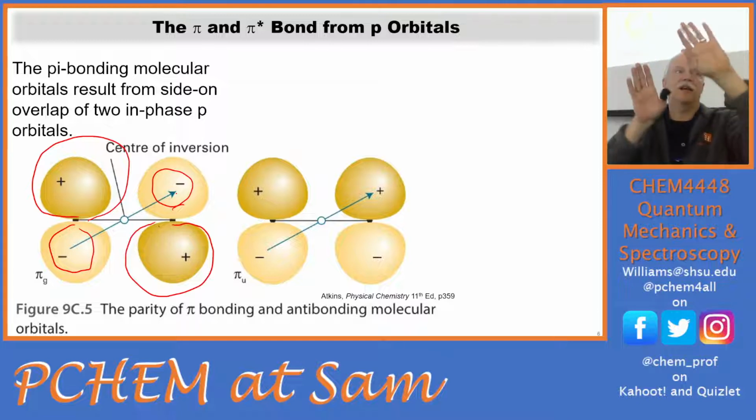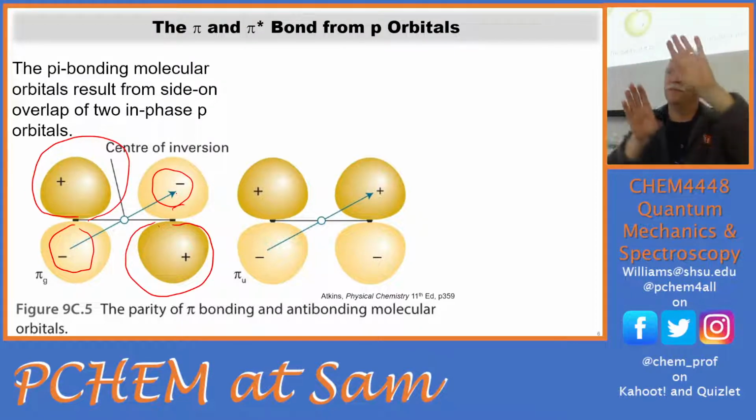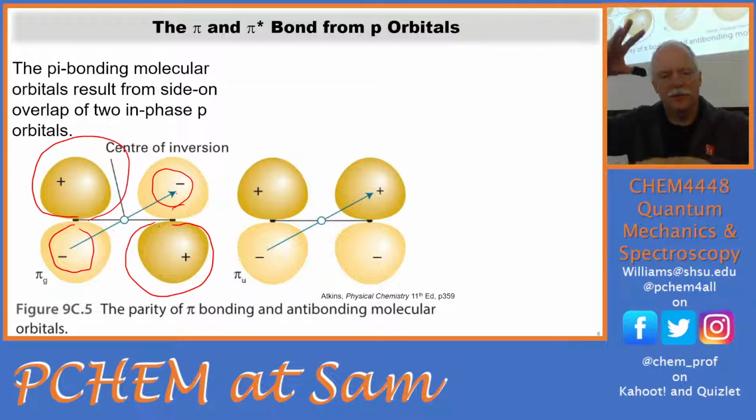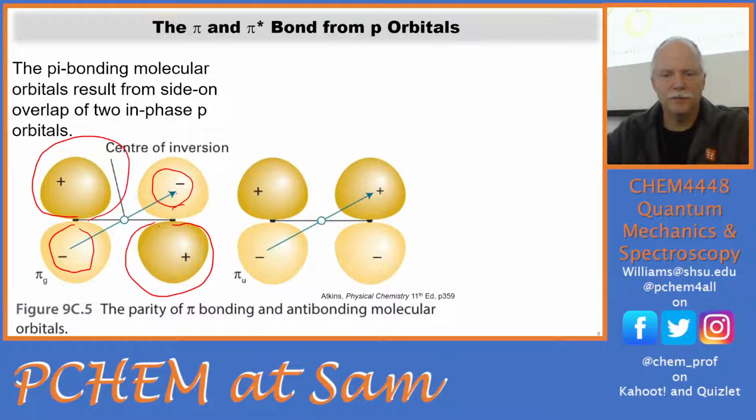So it's almost kind of like they're tilting a little bit because one side is getting bigger and the other side is getting smaller. So this node may sort of wiggle a little bit, but it's still a node between those positive regions and negative regions. And then in terms of its symmetry for the D infinity h character table, it's gerade. It's positive under inversion. So, if I go anywhere in this orbital and look at the same part of the molecule through the inversion center, I see the same sign.